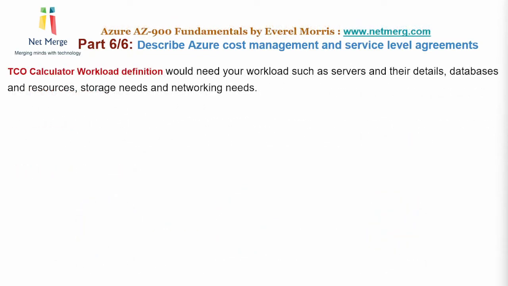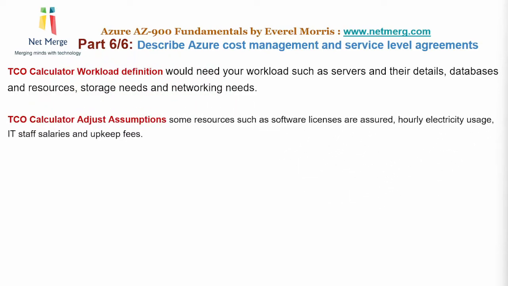So TCO calculator workload definition would need your workloads, such as your servers and the specifications of your servers. You capture all that detail. You want to capture your databases, the database needs that you're going to have for CPU and memory, so you could have the right performance. You want to look at your other resources, such as storage needs and networking needs. And once you capture all those resources, you could input them into your TCO calculator. Now, in the TCO calculator, you adjust your assumptions.